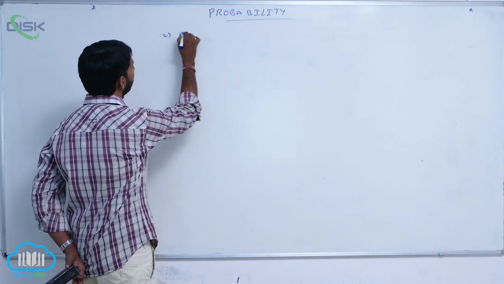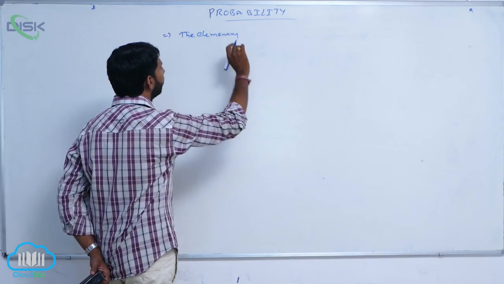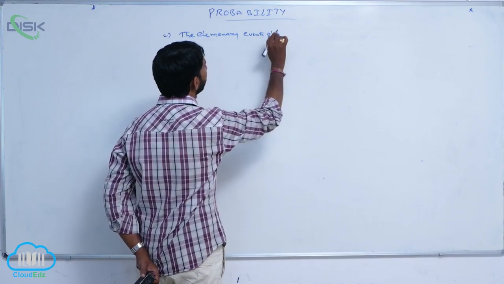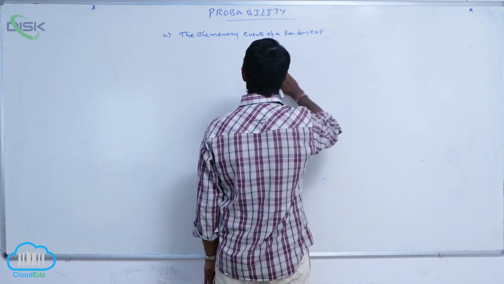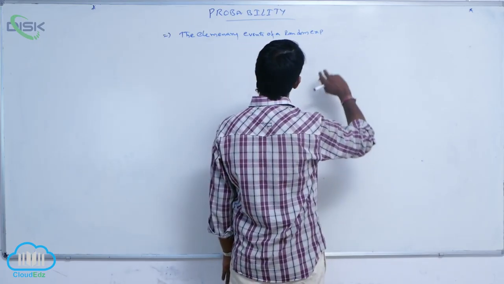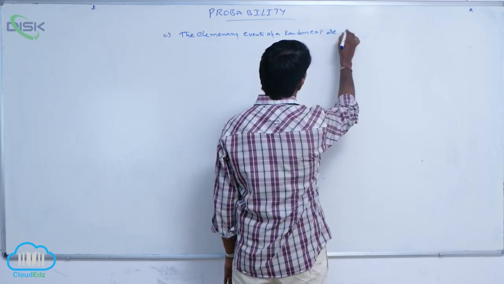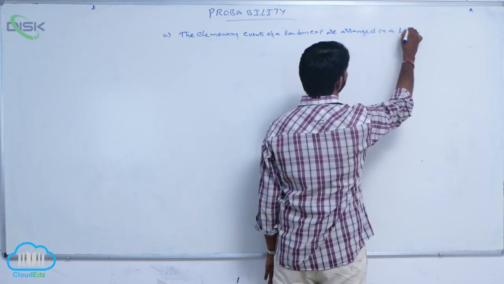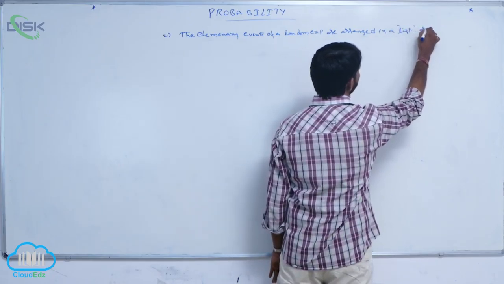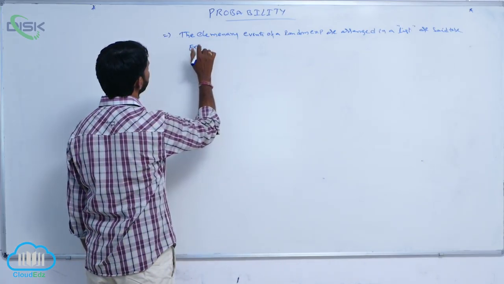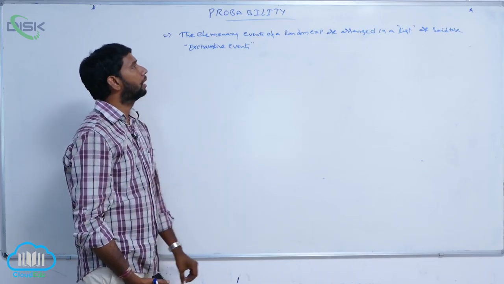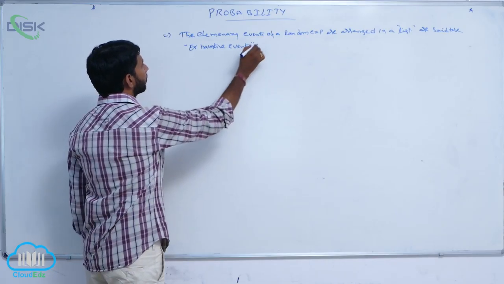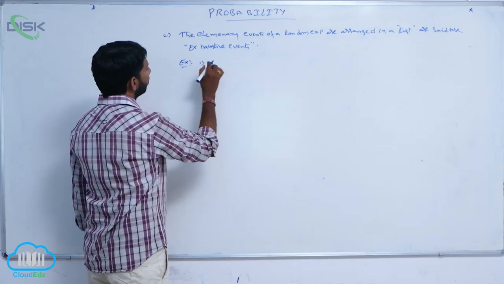The elementary events of a random experiment are arranged in a list are said to be exhaustive events. The list of elementary events of a random experiment arranged in a list are said to be exhaustive events.